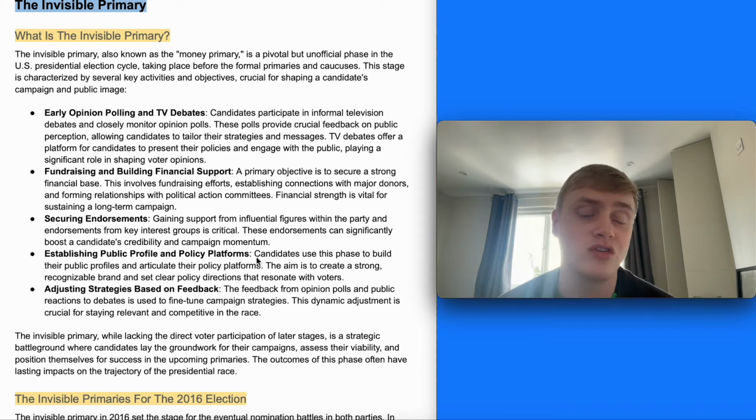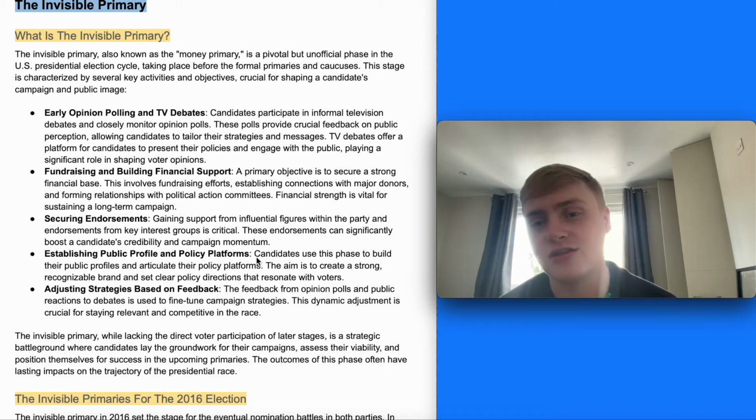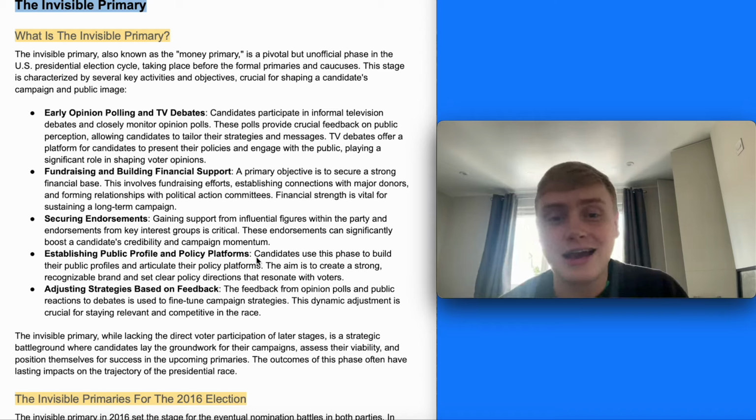Fundraising is really important to this stage. So a primary objective is to secure a strong financial base. So there are strong fundraising efforts, establishing connections with major donors, and forming relationships with political action committees. And financial strength is vital for sustaining a long-term campaign.